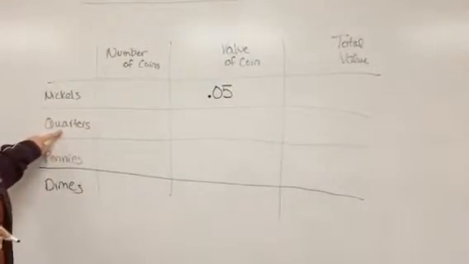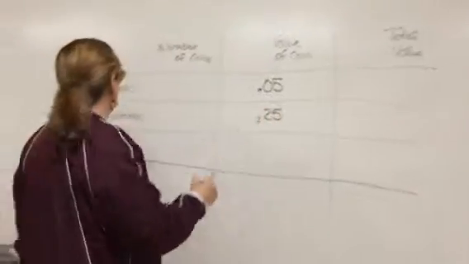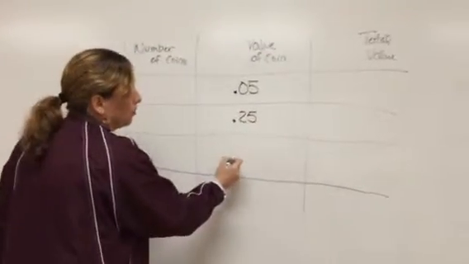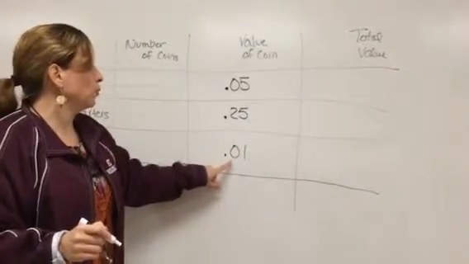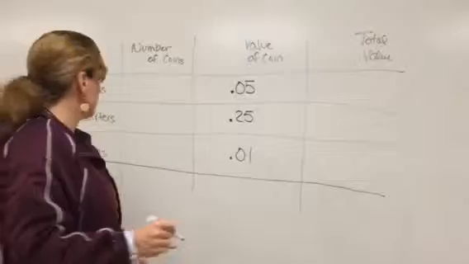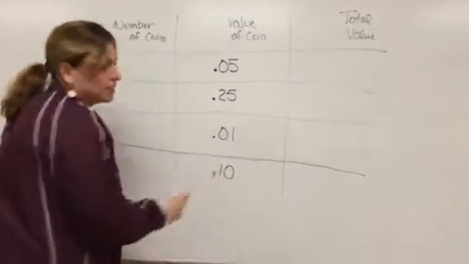How much is a quarter? 25 cents. So that's 0.25. How much is a penny? 1 cent. That's going to be 0.01. Be careful not to write 0.1, because that would actually be 10 cents. How much is a dime? Like I just said, that would be 0.10.